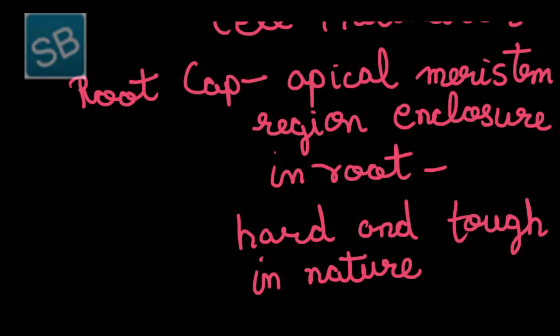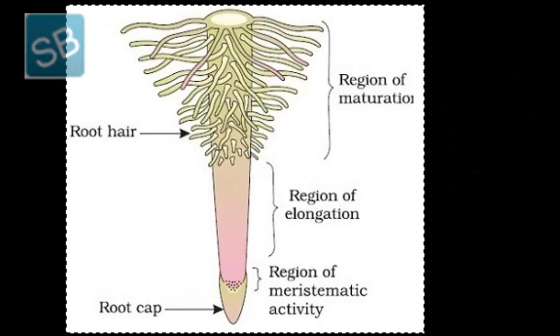Now let us study all the three sections in detail. This is the structure of a typical root that includes the apical meristematic region, elongation region, and maturation region covered by root hair, and the root cap covering the meristematic region. Root cap surrounds the meristematic region of the root apex. In aquatic plants like Pistia, it occurs as a loose covering called root pocket.